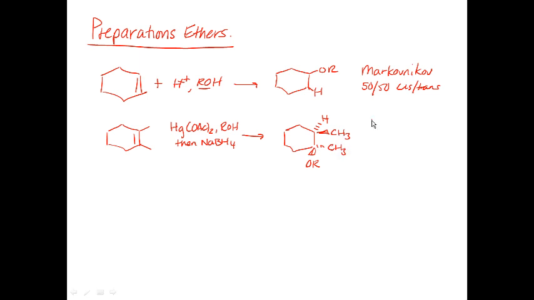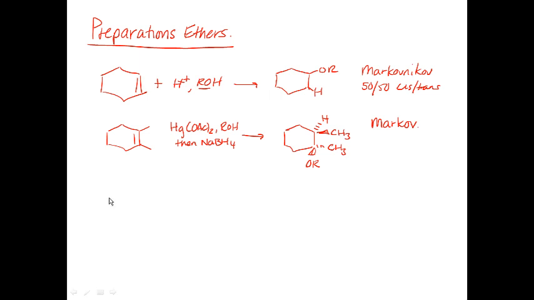Remember that this also goes by Markovnikov addition, so that the H would go to the carbon with the most hydrogens, the RO group to the carbon that's most substituted, and then also we would get the H and the OR adding trans, because we form that mercurinium ion that is a triangular intermediate, and so we can have the alcohol add from underneath that three-membered ring. So that's two ways to make ethers from alkenes.